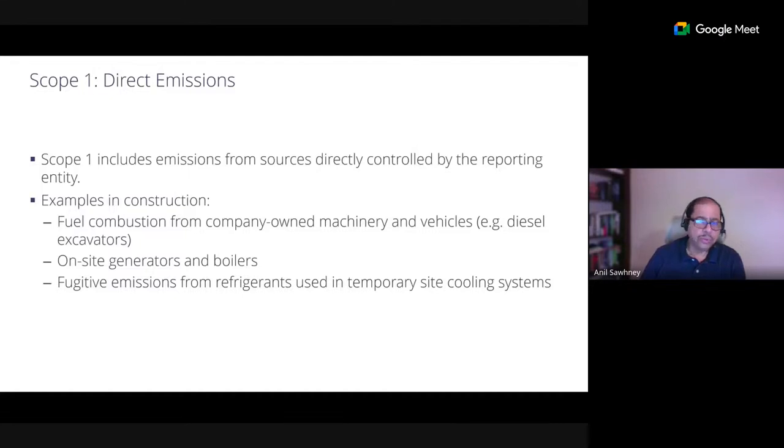These include emissions from sources directly controlled by the reporting entity. So all fuel consumption for company-owned machinery and vehicles is going to be scope 1. Any on-site fuel usage for generators, boilers, heating, etc., are also scope 1 emissions. So anything in your direct control, if you are the reporting organization, emissions coming from that are considered scope 1. Fugitive emissions from refrigerants used in temporary site cooling systems, for example, would be scope 1 direct emissions also.